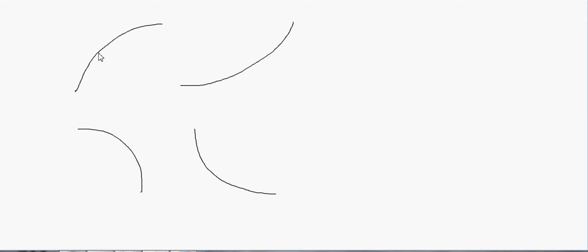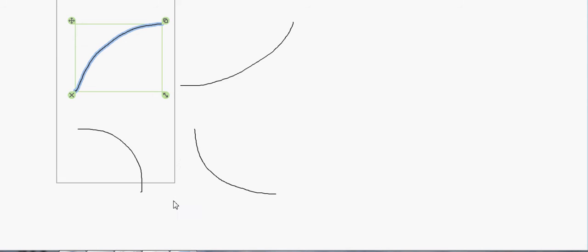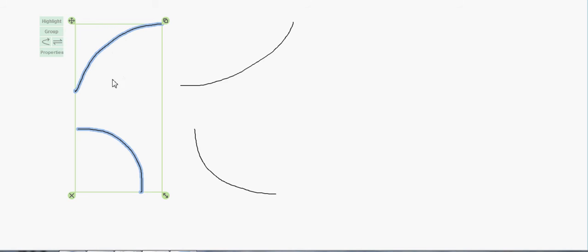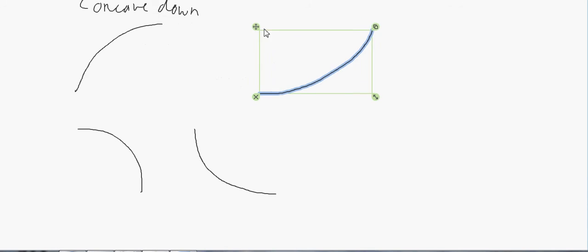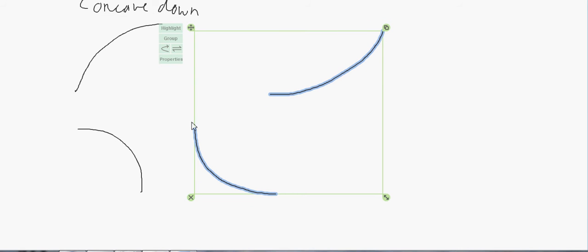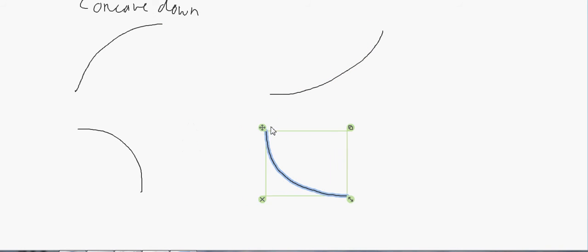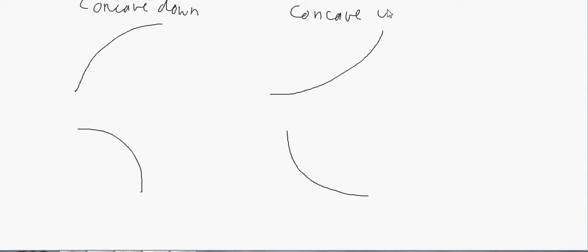But here is what we got going on. A function that looks like one of these two things is called concave down. And I'm going to explain why in a second. Concave down. That's these. Let me move these guys over some here. There we go. A function that looks like one of these two guys is called concave up. And you can kind of put them together.